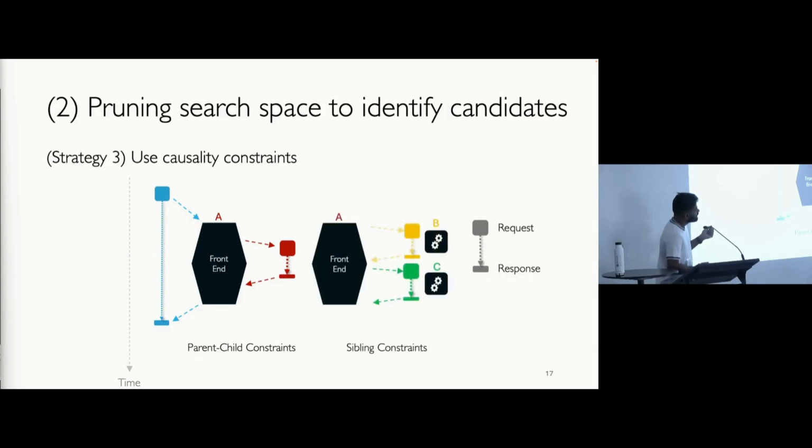Similarly, you have sibling constraints. For example, if A talks to B and C in order to service its request, in what order does it talk to them? In this case, the request to B must be invoked and the response must come back before you talk to C, right? Those are the sibling constraints.